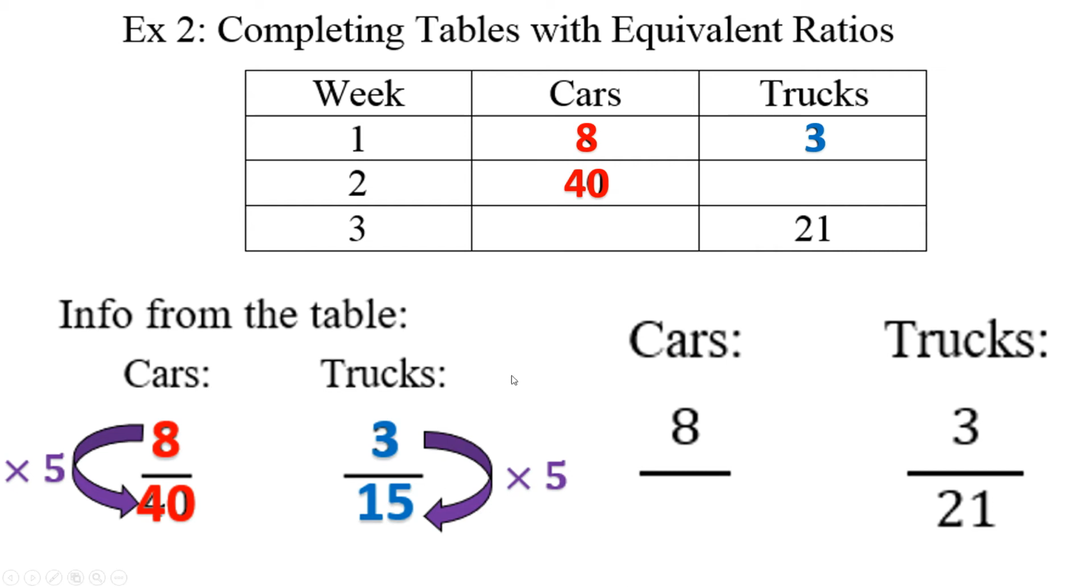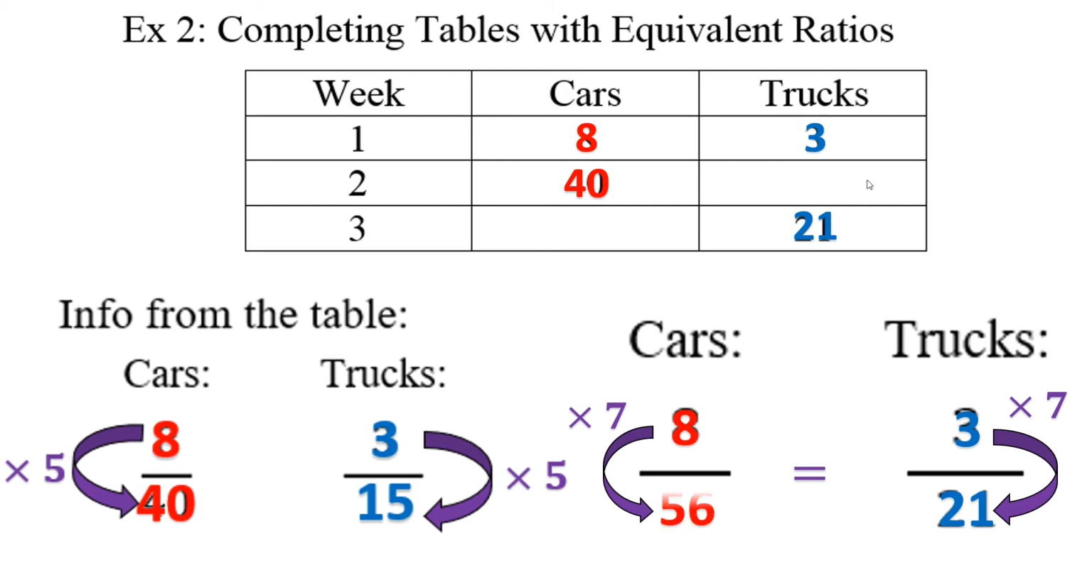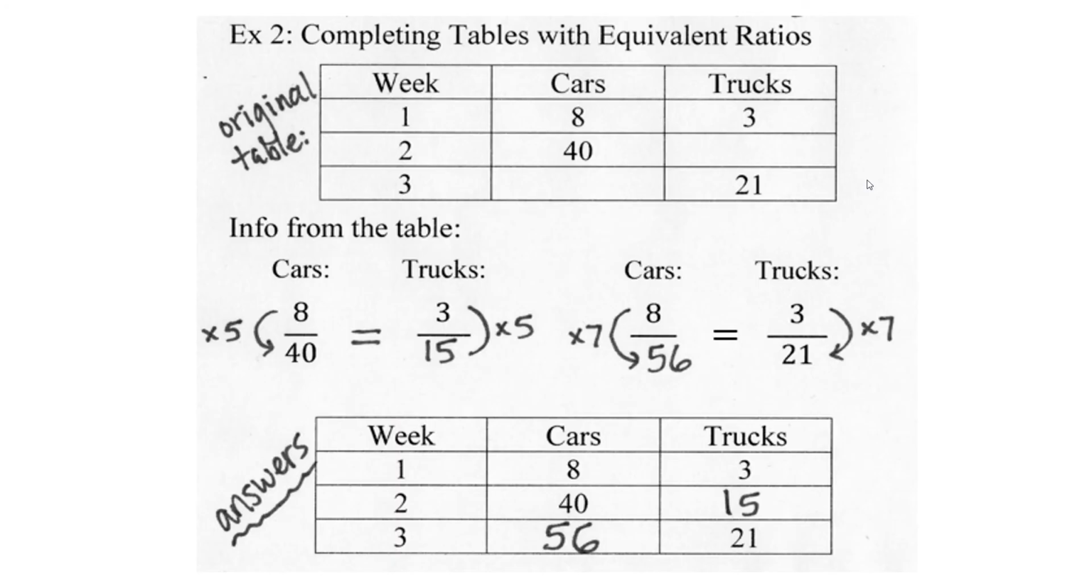So now we're on to trying to figure out the blank here. So we're going to have 8 over blank and then 3 over 21 because we have equivalent situation here. So we've created equivalent ratios. So we're looking at what's the relationship. Well, 3 times 7 is 21. So 8 times 7 is 56. And that is the missing value.